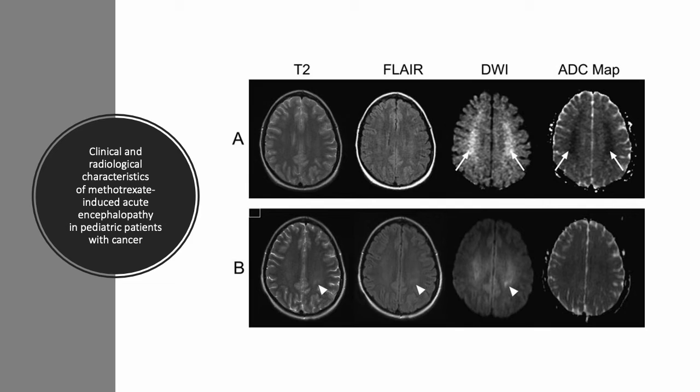At presentation, T2-weighted and FLAIR images were near normal, but diffusion-weighted imaging, which is DWI, showed restricted water diffusion in the deep white matter of both cerebral hemispheres and low signal on the apparent diffusion coefficient, ADC, which is the last imaging map. And you can see the abnormalities shown by the arrows.